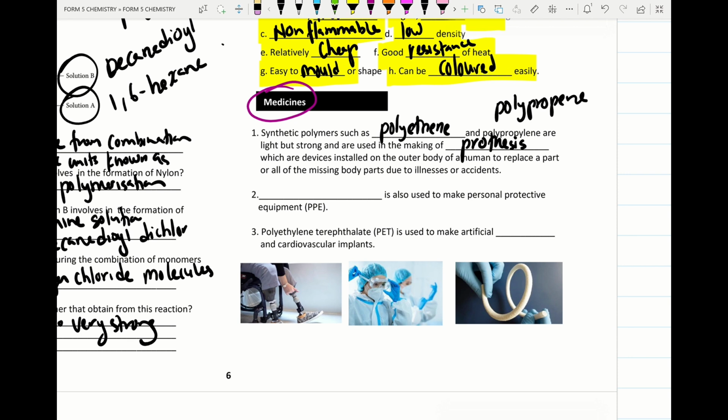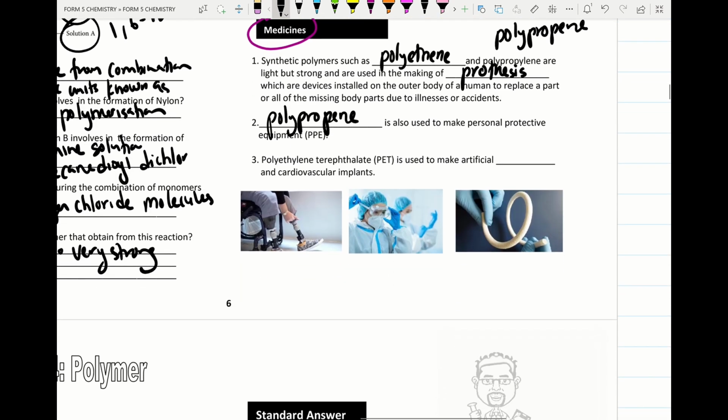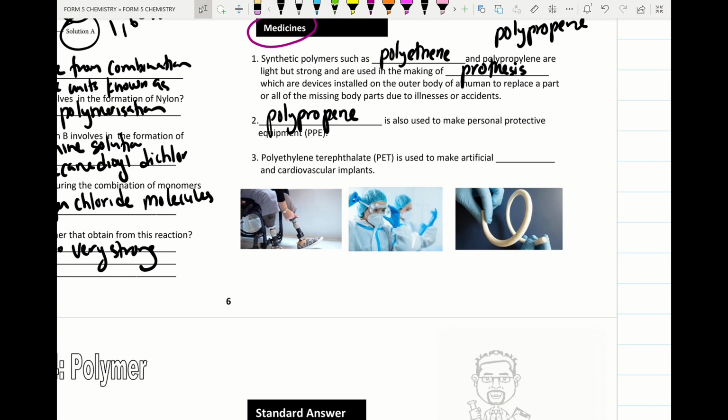Next, polypropylene is also used to make personal protective equipment. Polyethylene terephthalate, PET, is used to make artificial arteries.